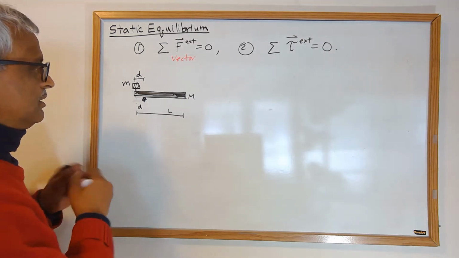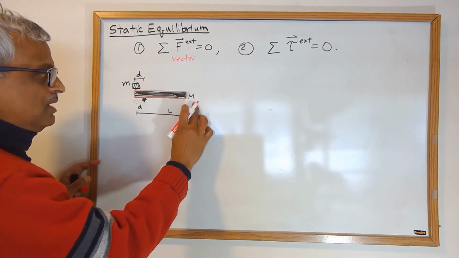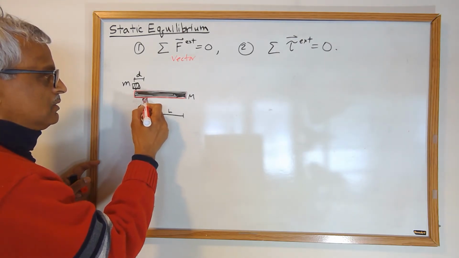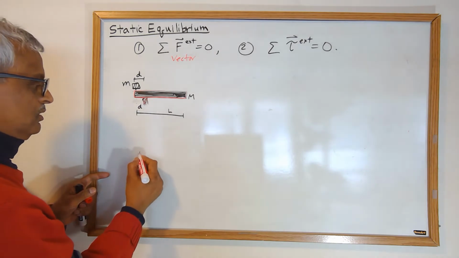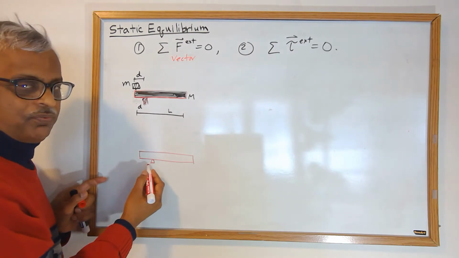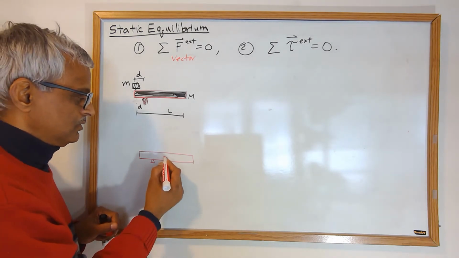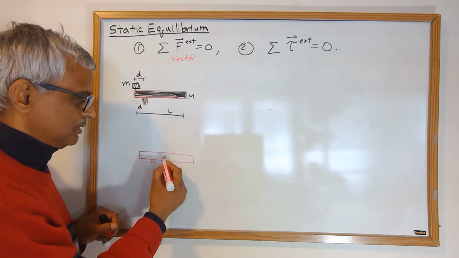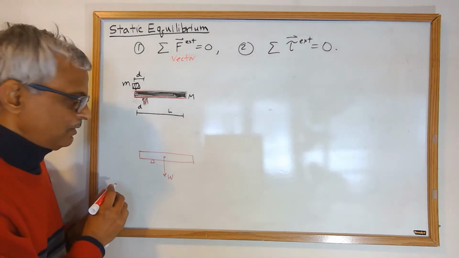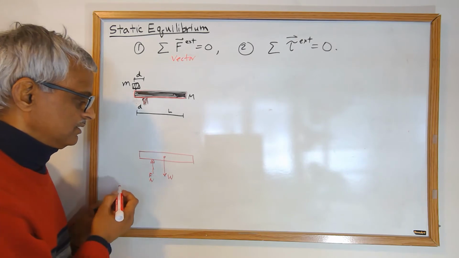So here is a board that's of mass m, and there is a support here, a support upon which the board sits. If this was the only case, then the weight of the board will act at the center of gravity, right? And then there will be a normal force from the support, Fn.